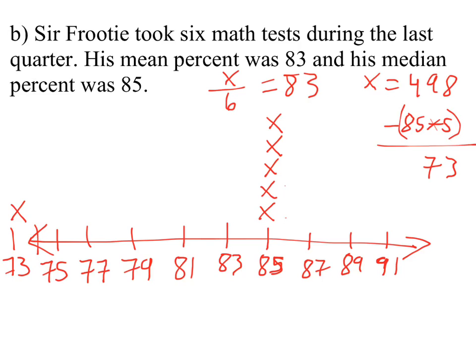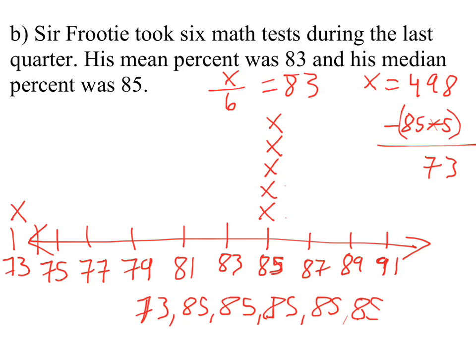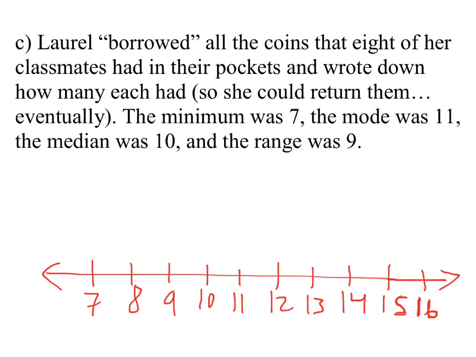And if you try and figure out the median, the data set right now is 73 and then 85 5 times. And so my median would be 85 there in the middle. And that brings us to the last one.